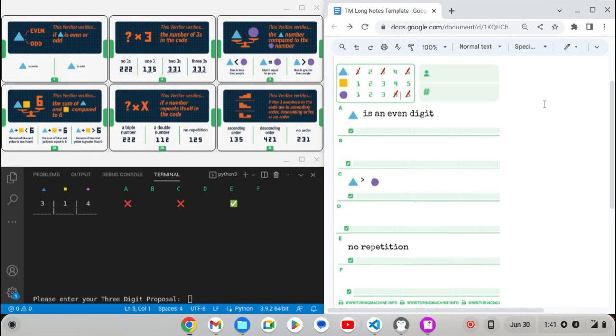Okay, so again, B, if there is a 3, it's either going to be in square or circle.